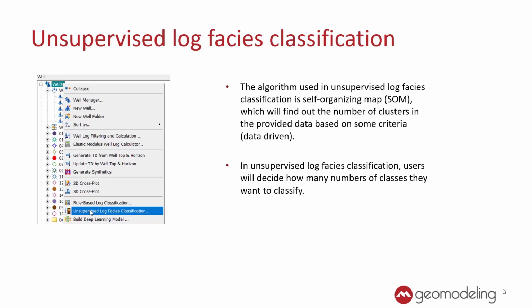The algorithm used in unsupervised log facies classification is self-organizing map, which will find out the number of clusters in the provided data based on some criteria. This is also called data-driven. In unsupervised log facies classification, users will decide how many classes they want to classify. You can launch the unsupervised log facies classification command through the red button menu from the Wells node on the data tree view.